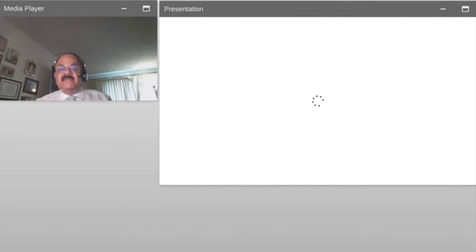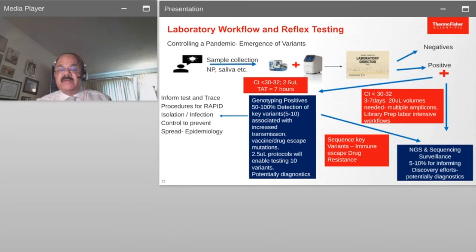In terms of a laboratory workflow, the patient sample comes in. It could be a nasopharyngeal swab or saliva, and goes through an extraction system on a KingFisher, then PCR. The results go to the lab director. You get either negatives or positives. For a positive patient, one option is to go through the genotyping format, where you can get results in terms of genotype positives. Some countries are genotyping 50 to 100% of all of the samples that they have, and this in turn can inform what needs to be sequenced.